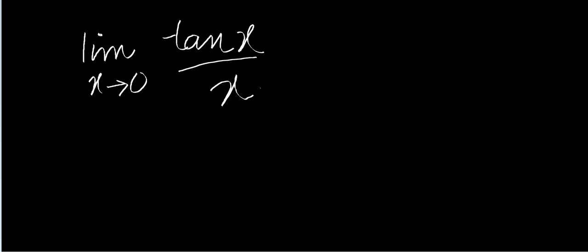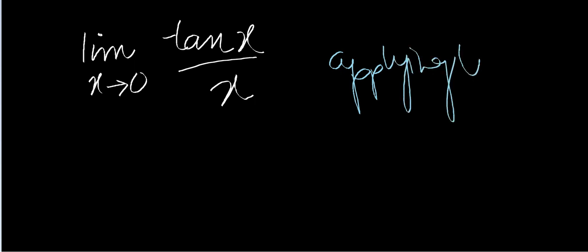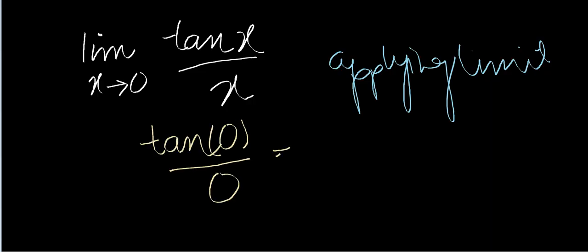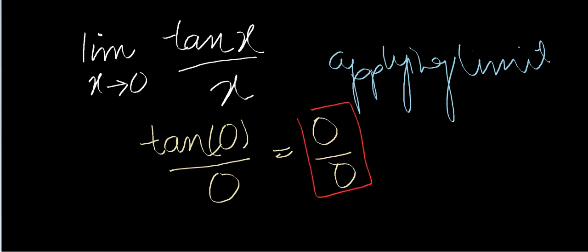So let's apply the limit and see what happens. When I apply the limit, it becomes tan 0 by 0. tan 0 is 0, so 0 by 0, which is an indeterminate form. So we cannot just apply the limit directly to this function because this is an indeterminate form. First, we have to convert this function to a determinate form.